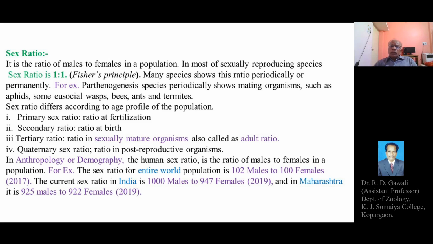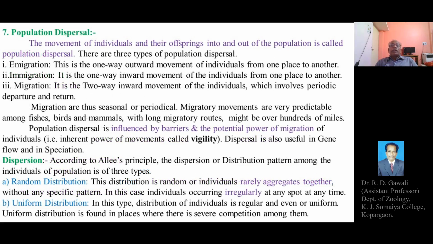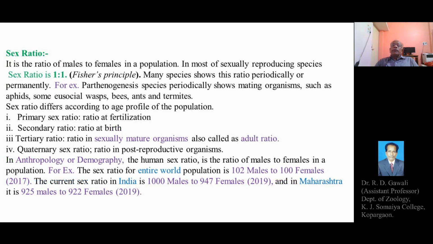So today we'll stop here. Next time we'll continue with the next characteristic of the population, that is population dispersal. So today, with age ratio and sex ratio, we'll stop here. Thank you.